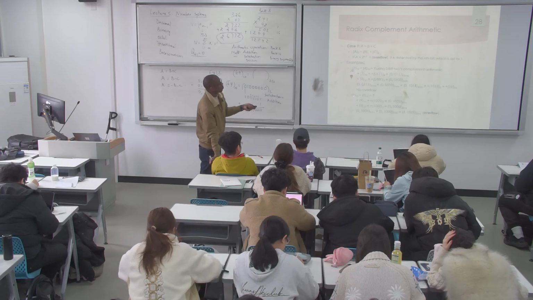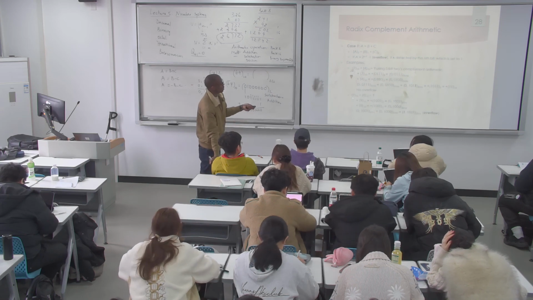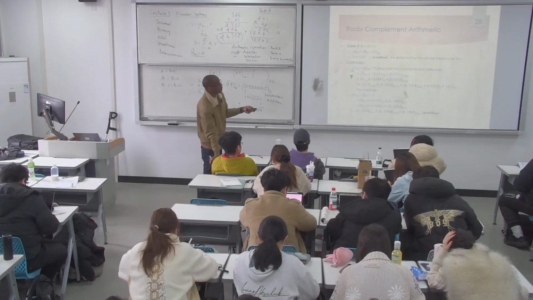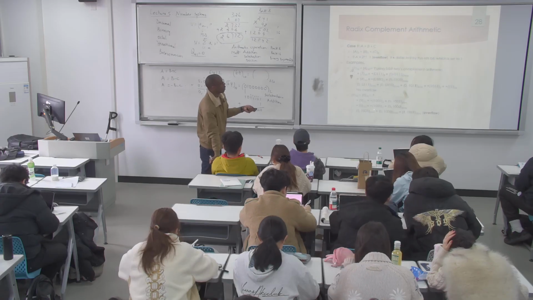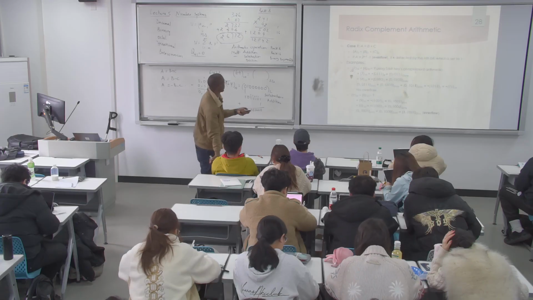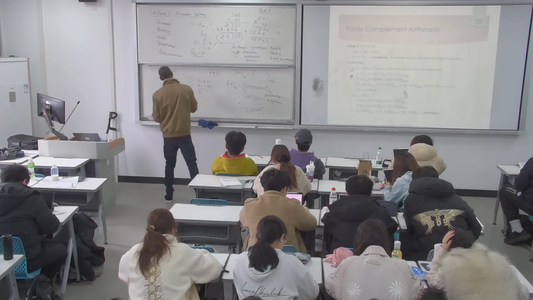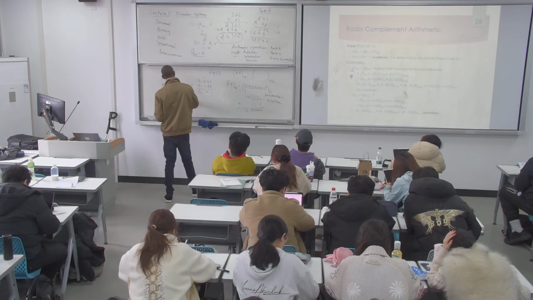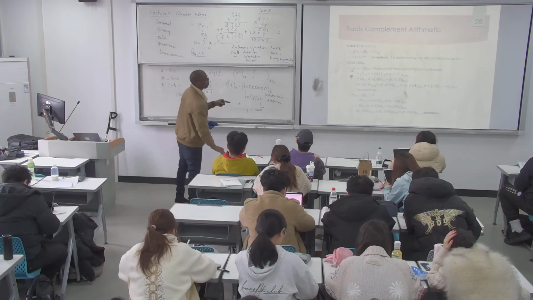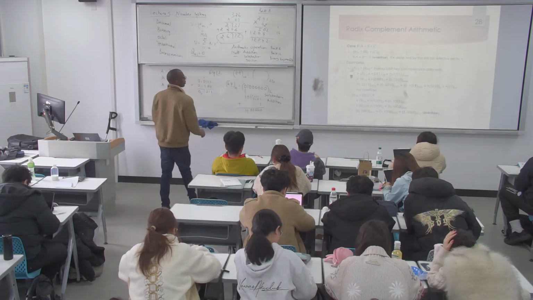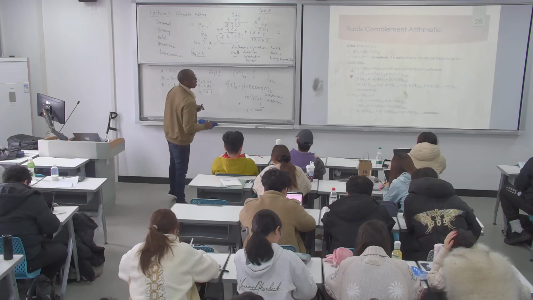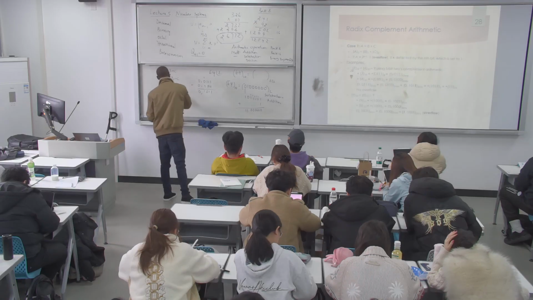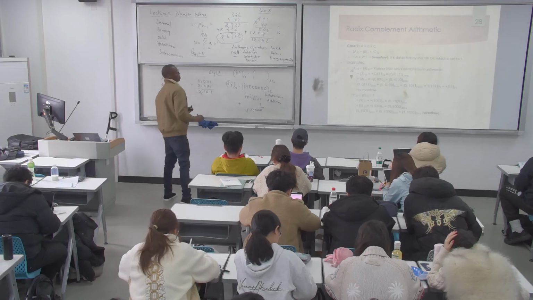Now we do the same for 9 in base 10 plus 8 in base 10. Then we get the binary representation. The binary representation of 8 is 1, 0, 0, 0. And for 9 we have 1, 0, 0, 1.